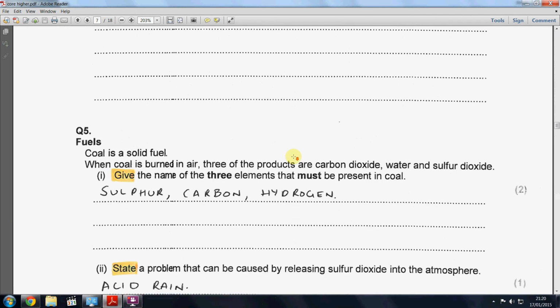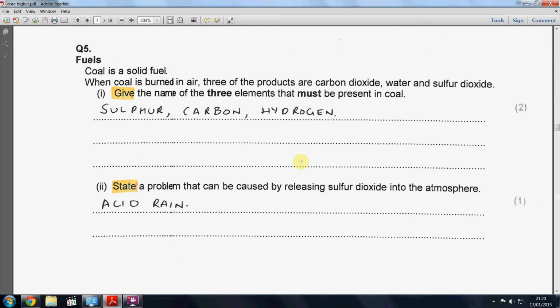Okay, carrying on then. Onto some chemistry now. Fuels. Coal is a solid fuel. When coal is burned in air, 3 of the products are carbon dioxide, water, and sulfur dioxide. Give the name of the 3 elements that must be present in coal. On this question, loads of people put oxygen. It's not right, but it's not particularly wrong either. And that's because the oxygen comes from the air. So it is necessary, but it doesn't come from the coal itself.